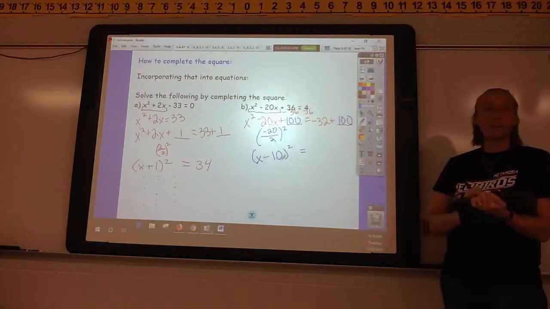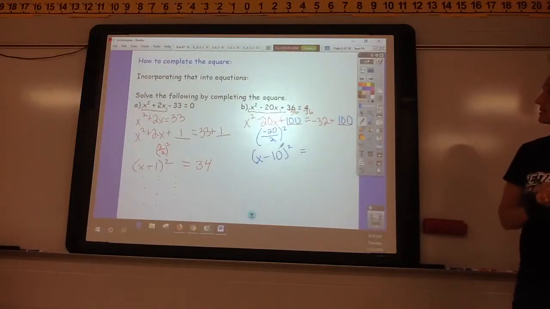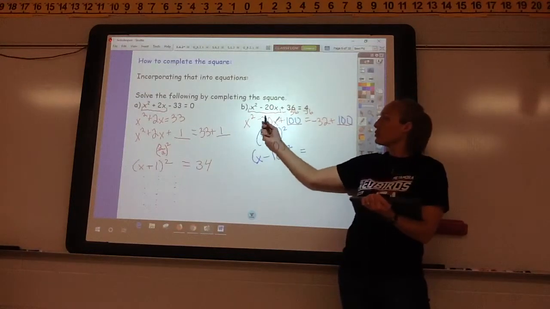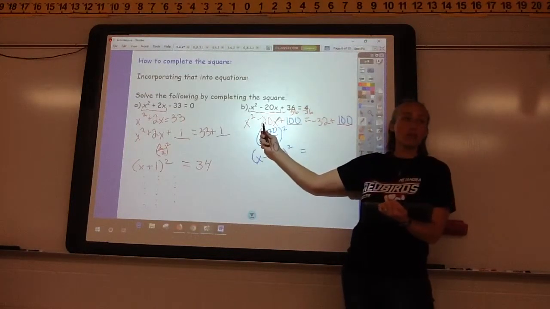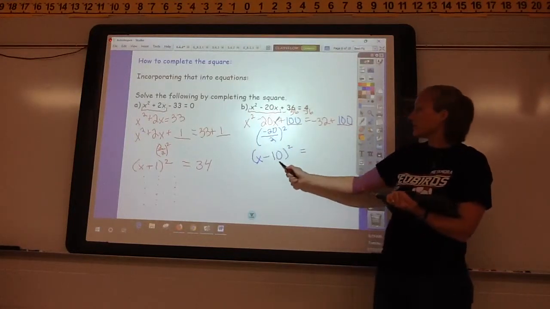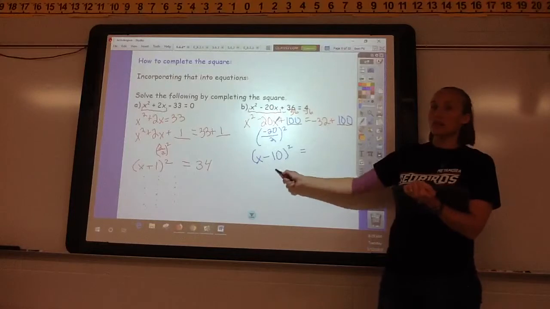How do you know it's minus 10? Because there's a negative 20x, so you have to have a negative 10. Good. So you've got negative 20. You need two numbers that are exactly the same that I add to this, divided by 2. Okay? Notice whatever number is in here is what we're going to put down here. Negative 20 divided by 2 is negative 10, right?